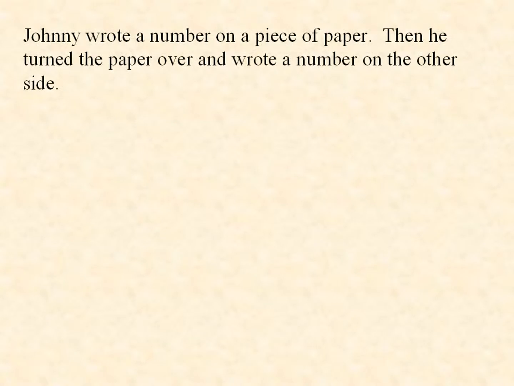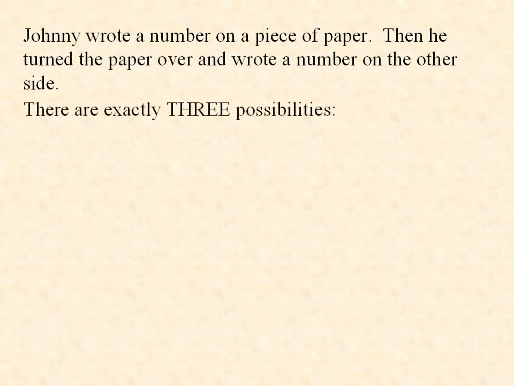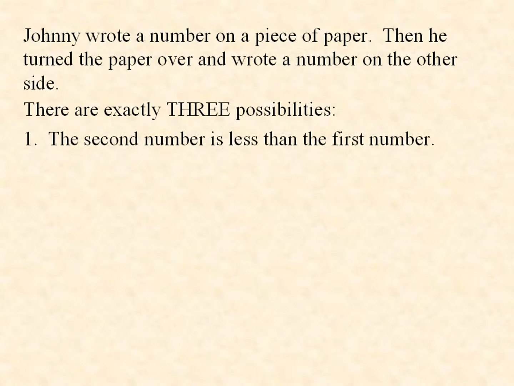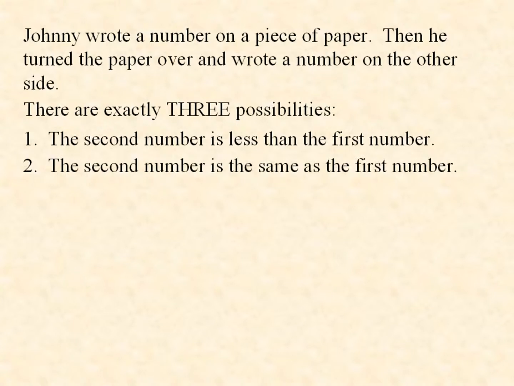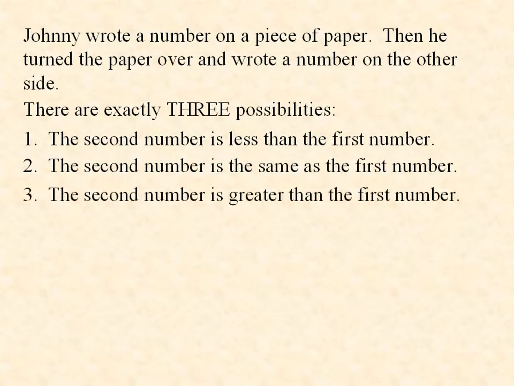Johnny wrote a number on a piece of paper. Then he turned the paper over and wrote a number on the other side. There are exactly 3 possibilities here. The second number is less than the first number. The second number is the same as the first number. Or the second number is greater than the first number.